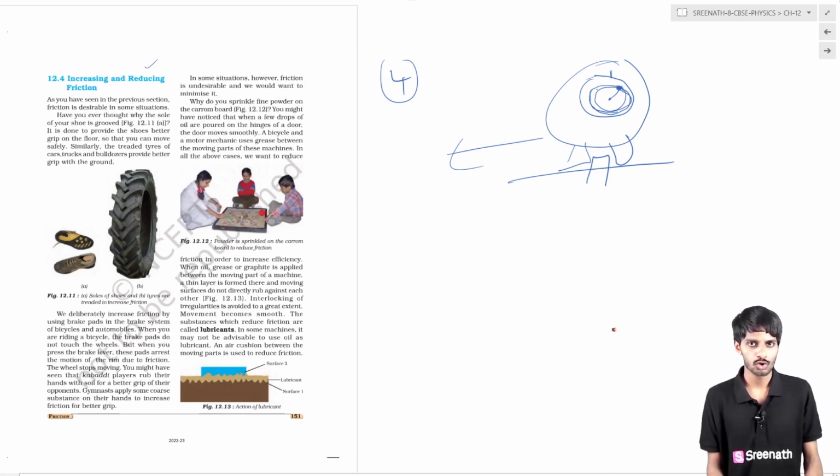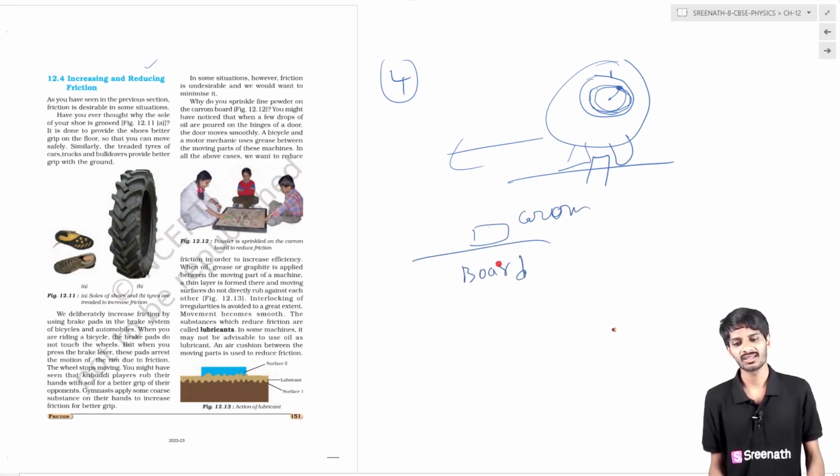traveled on the board. So there are two surfaces. One is the carom, another is the board. These are the two surfaces. When there are two surfaces in contact, there is friction force. Friction will always oppose the relative motion. So if you strike the carom with a striker, what happens? It will move for some time, but friction will stop it.